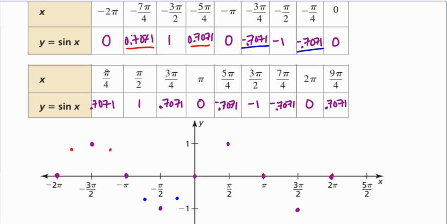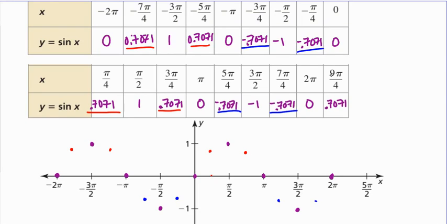Okay, I come over here to pi over 4. Pi over 4 is right halfway between 0 and pi over 2, and my y value is 0.7071. There it shows up again. Okay, I go up to 1, I come back down to 0.7071. There it is again. And then my negative values, when halfway between pi and 3 pi over 2, I've got negative 0.7071, so that's going to be down here. And it repeats again, so that's going to be down here.